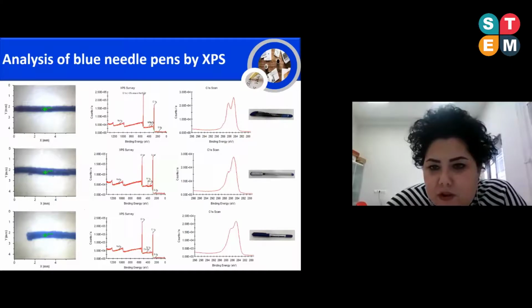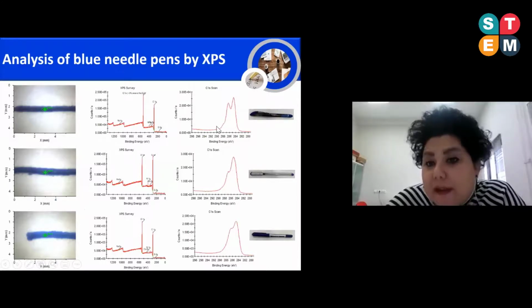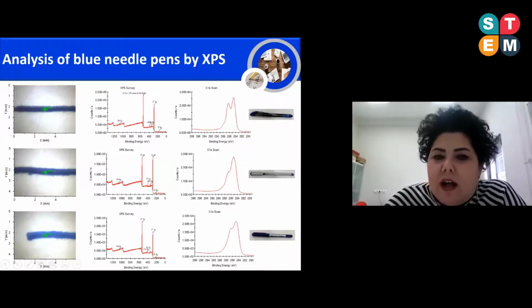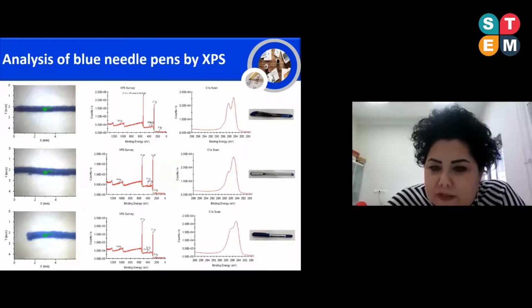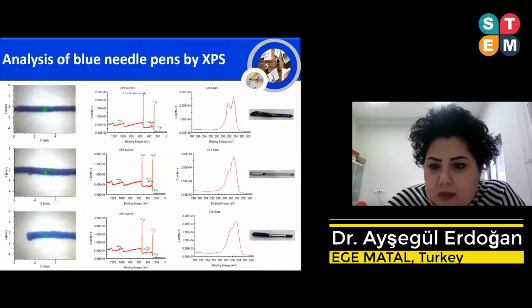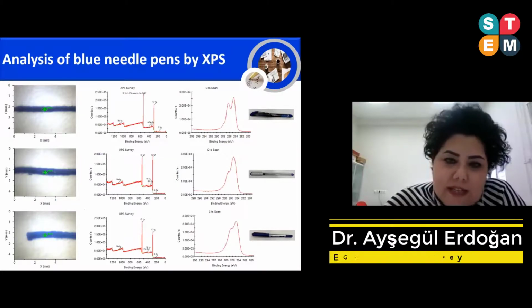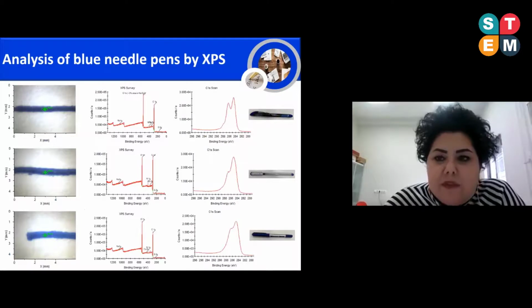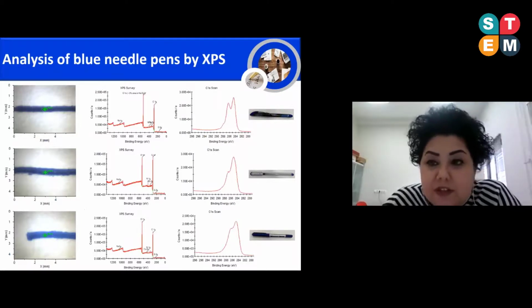Please pay attention to the carbon spectra here on the right side of each blue needle pen. You see there's a different pattern in the carbon spectra of each of them. So this means that XPS can discriminate the differences between these blue pens because their chemistry differs from each other, since the inks used in each pen will be different due to the trademark.